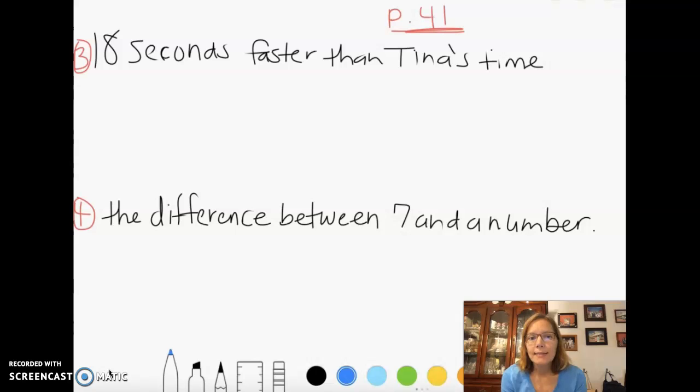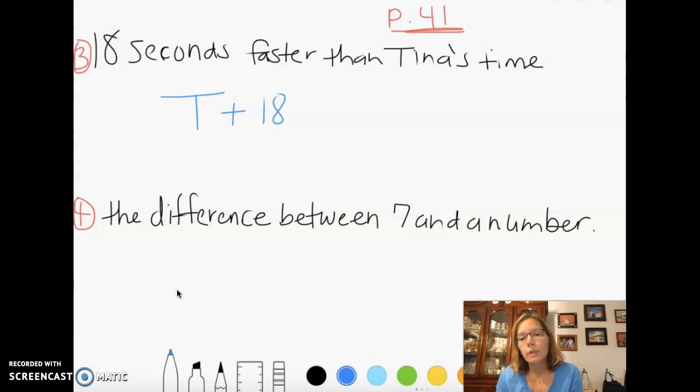It says 18 seconds faster than Tina's time. Now before I do this problem, I'm going to read the directions and see what it's asking me to do. It says write each verbal phrase as an algebraic expression, so no equal sign. 18 seconds faster than Tina's time. I'm going to use T to represent Tina's time. And if it's 18 seconds faster, that would mean I'm adding 18 seconds to Tina's time. And that's it.